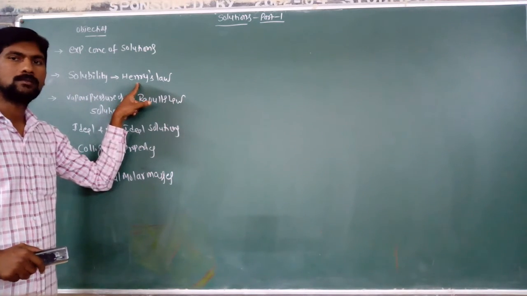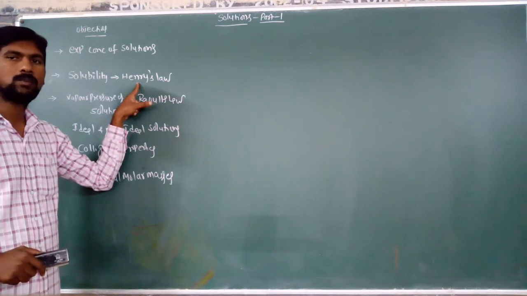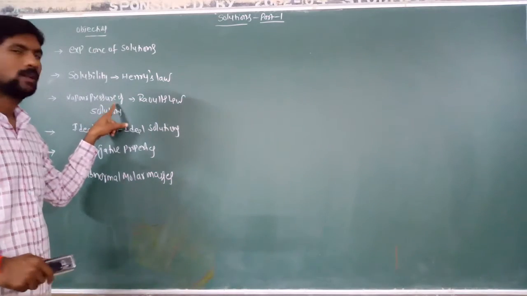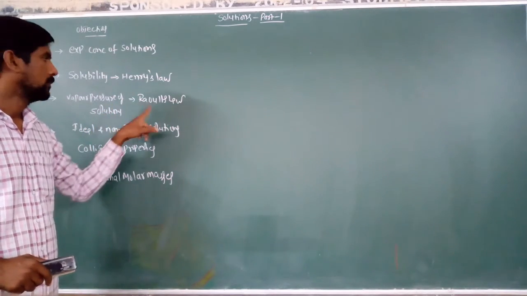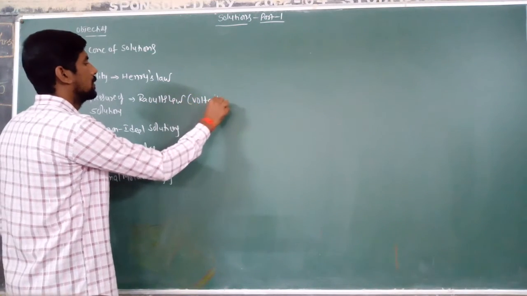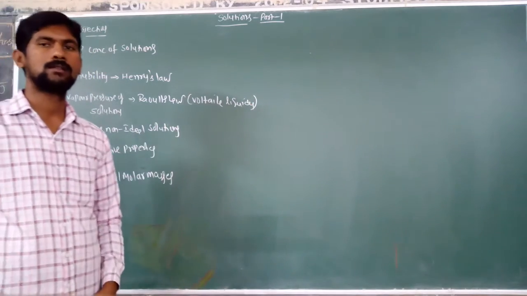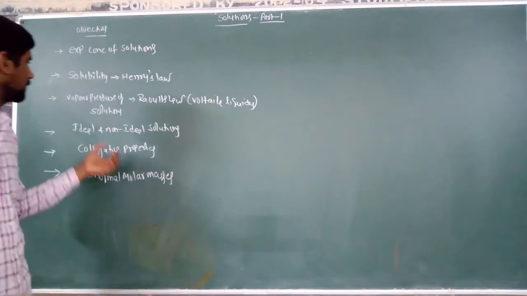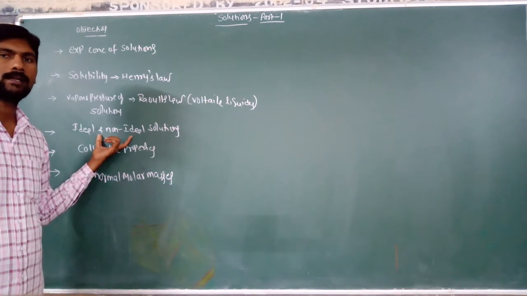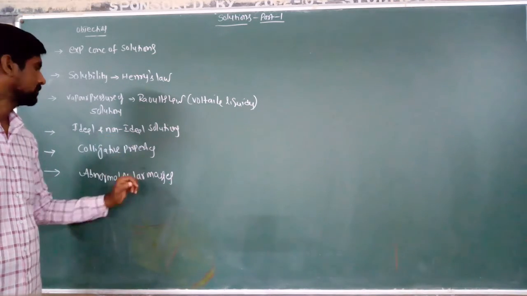Second one, solubility. In this solubility, we discuss two systems. One important one is solubility of gases in liquids, Henry's law. Third one, vapor pressure of solutions. Very important is Raoult's law for volatile liquids. If two components are volatile, what is Raoult's law? Fourth one, ideal and non-ideal solutions, their characteristic properties and the differences between them.